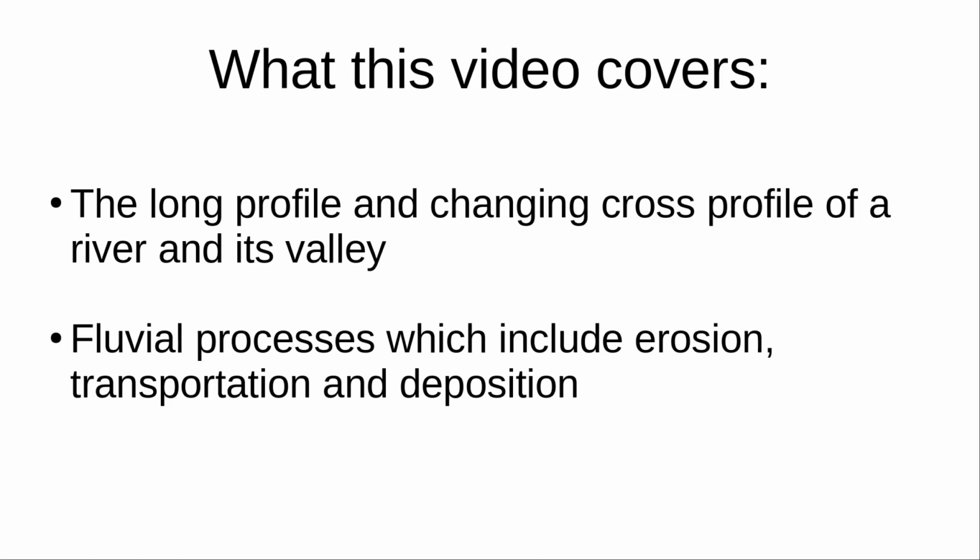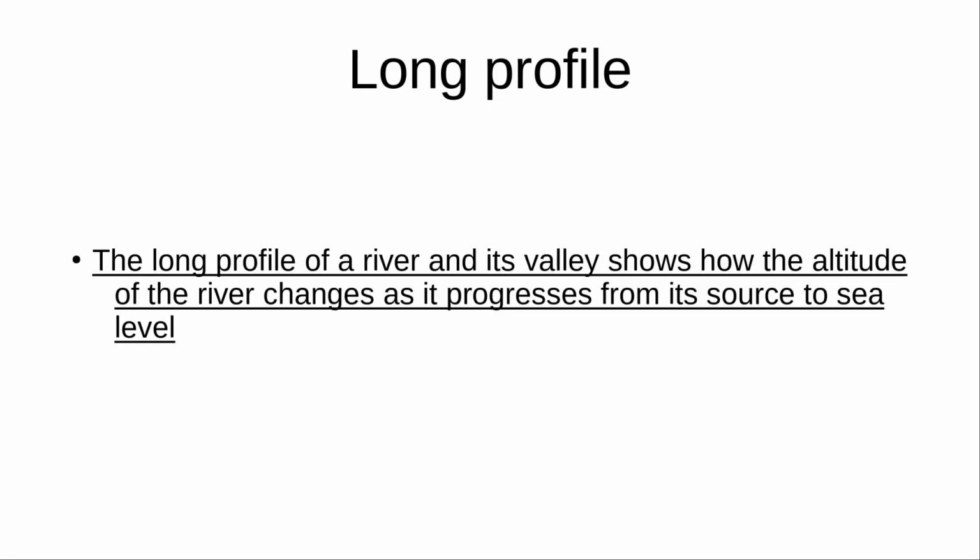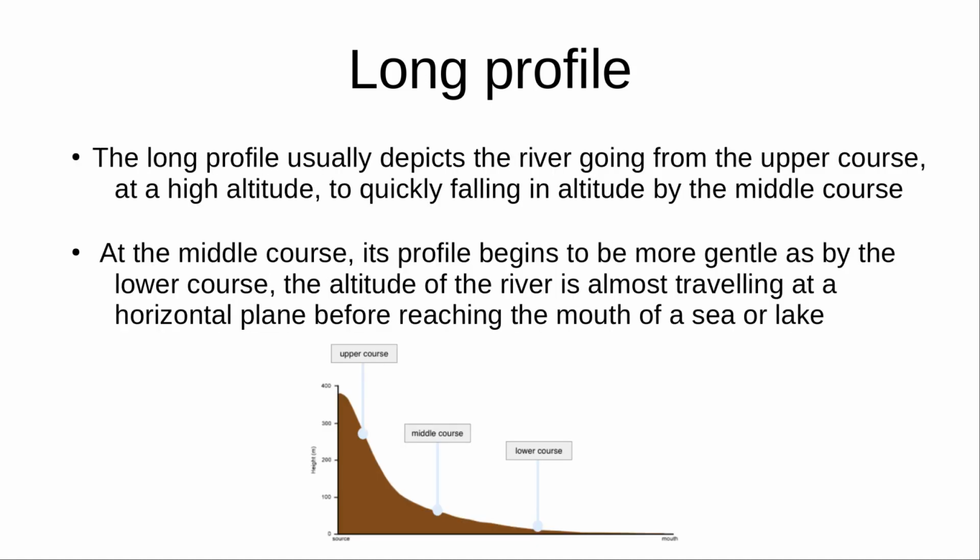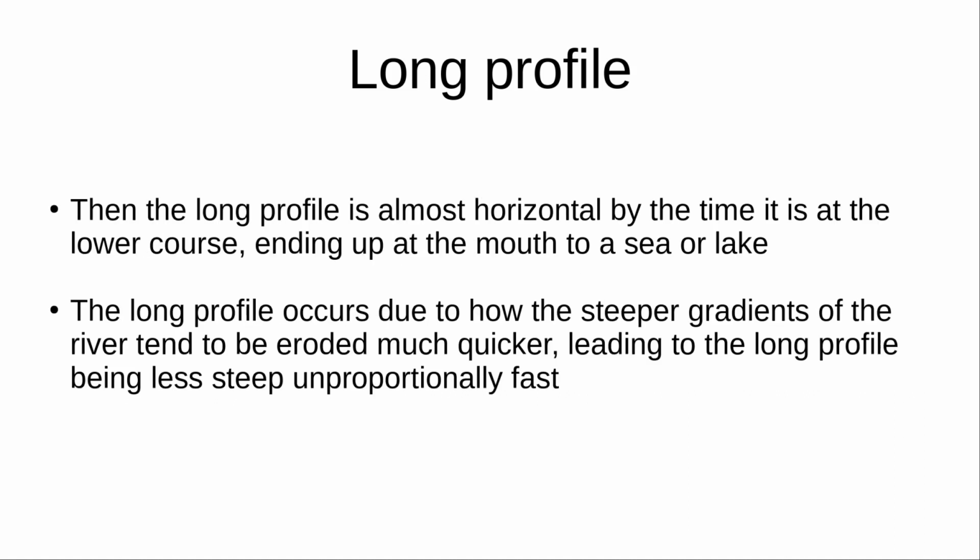The long profile of a river and its valley shows how the altitude of the river changes as it progresses from its source to sea level. The long profile of a river usually depicts it going from the upper level, where it is at a high altitude, to quickly falling in altitude by the middle course, where its profile starts to seem more gentle as it approaches being horizontal in the lower course. Then, it is almost horizontal as the river feeds into the mouth at the sea or lake at the end.